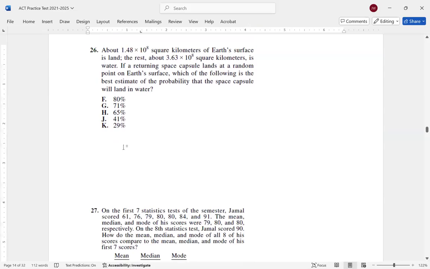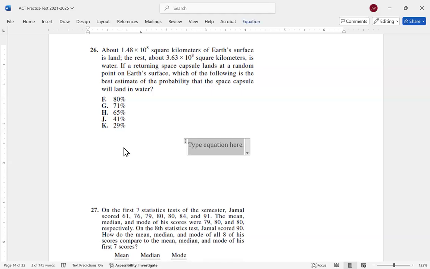Question 26. About 1.48 times 10 to the 8th square kilometers of the Earth's surface is land. The rest, 3.63 times 10 to the 8th square kilometers, is water. If a returning space capsule lands at a random point on the Earth's surface, which of the following is the best estimate of the probability that a space capsule lands in water?